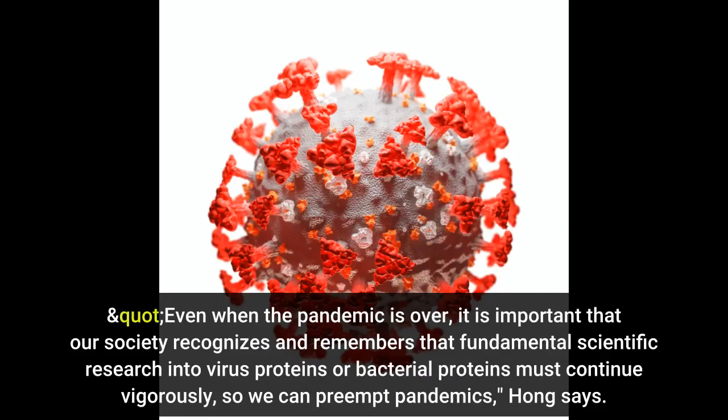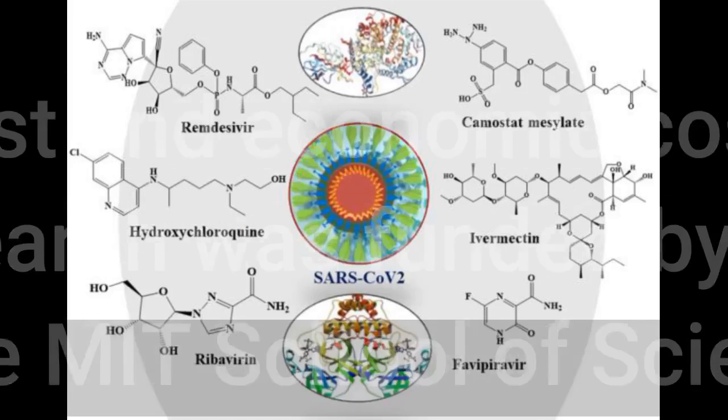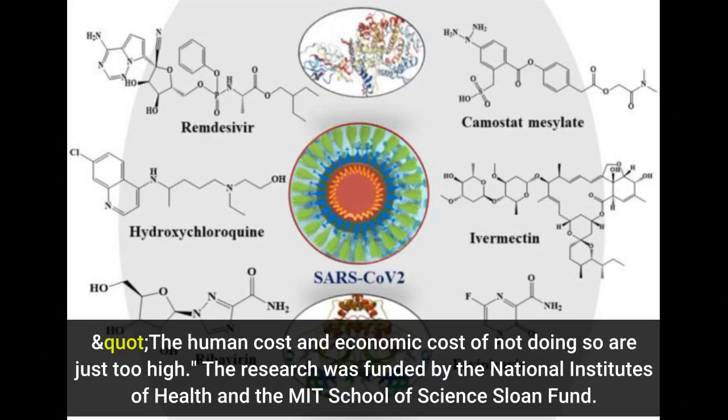"Even when the pandemic is over, it is important that our society recognizes and remembers that fundamental scientific research into virus proteins or bacterial proteins must continue vigorously, so we can preempt pandemics," Hong says. "The human cost and economic cost of not doing so are just too high." The research was funded by the National Institutes of Health and the MIT School of Science Sloan Fund.